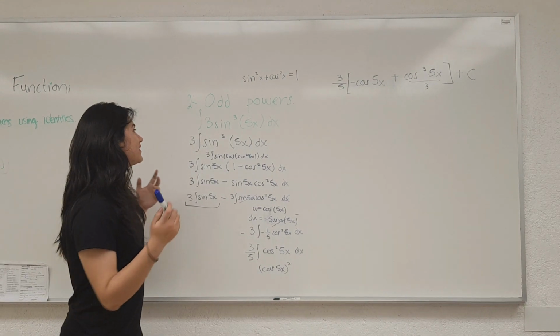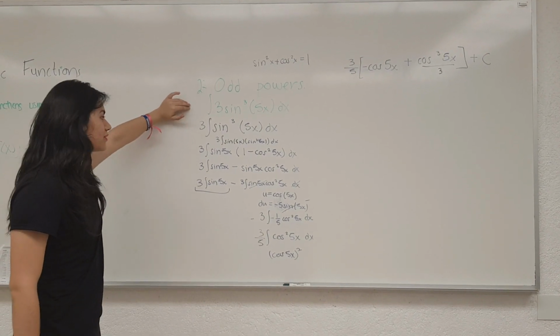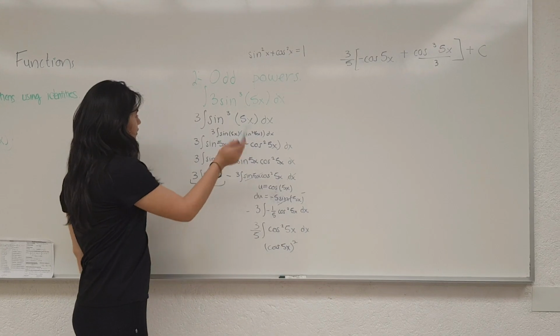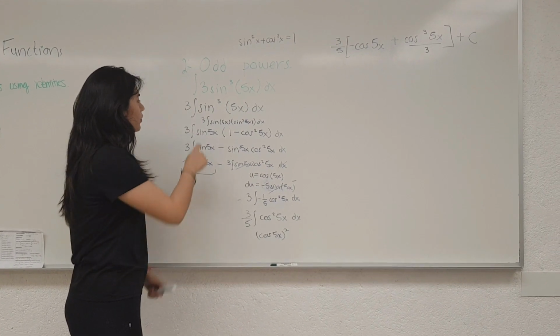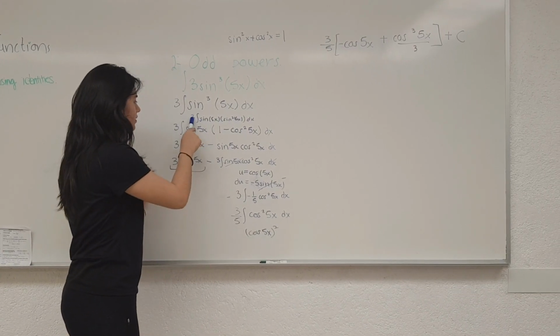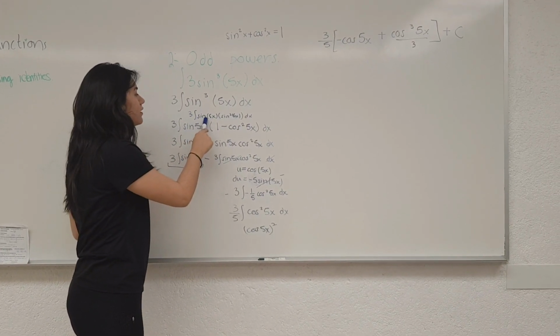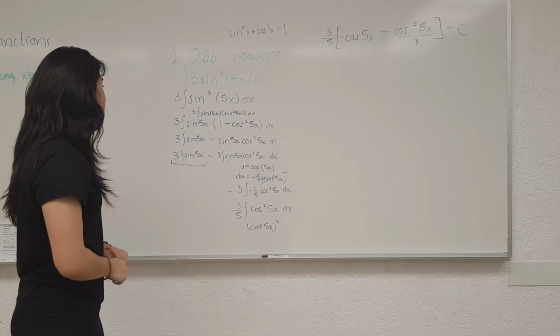So we're going to see the integration of odd powers. This is what we're going to integrate, and first things first, we take out one sine, and we are left with sine to the third power. So we just factorize the sine. We have sine of 5x times sine squared of 5x dx.